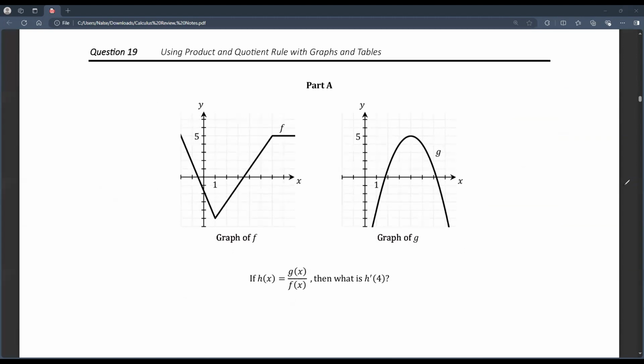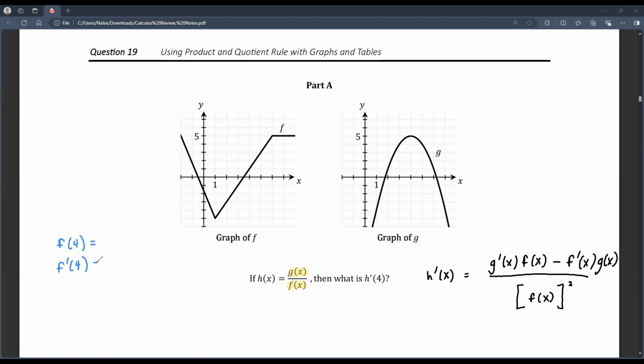Question 19 gives us the graphs of two functions, f and g, and we will need to use these graphs to find h prime when x equals 4. To start this problem, let's write h prime of x according to quotient rule. Note that g is the numerator and f is the denominator, so h prime of x should look like this.